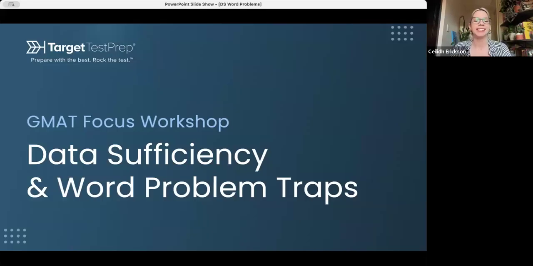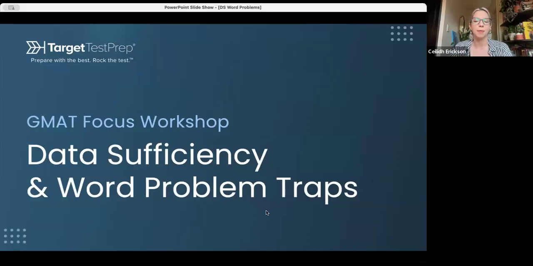So what we are getting into today is specifically data sufficiency. So I'm going to share my screen here, and hopefully you can see the PowerPoint here. So we're going to be discussing data sufficiency, particularly as it relates to word problems, the kinds of word problems where we are translating into equations, those systems of equations. And then we're going to look at how the GMAT likes to set traps there.